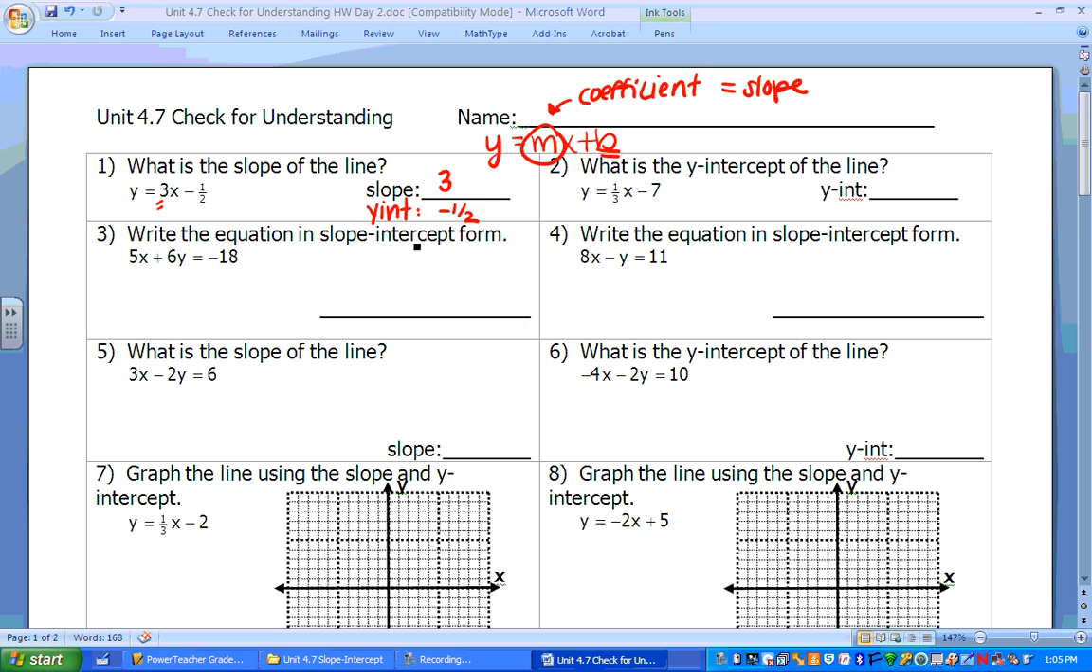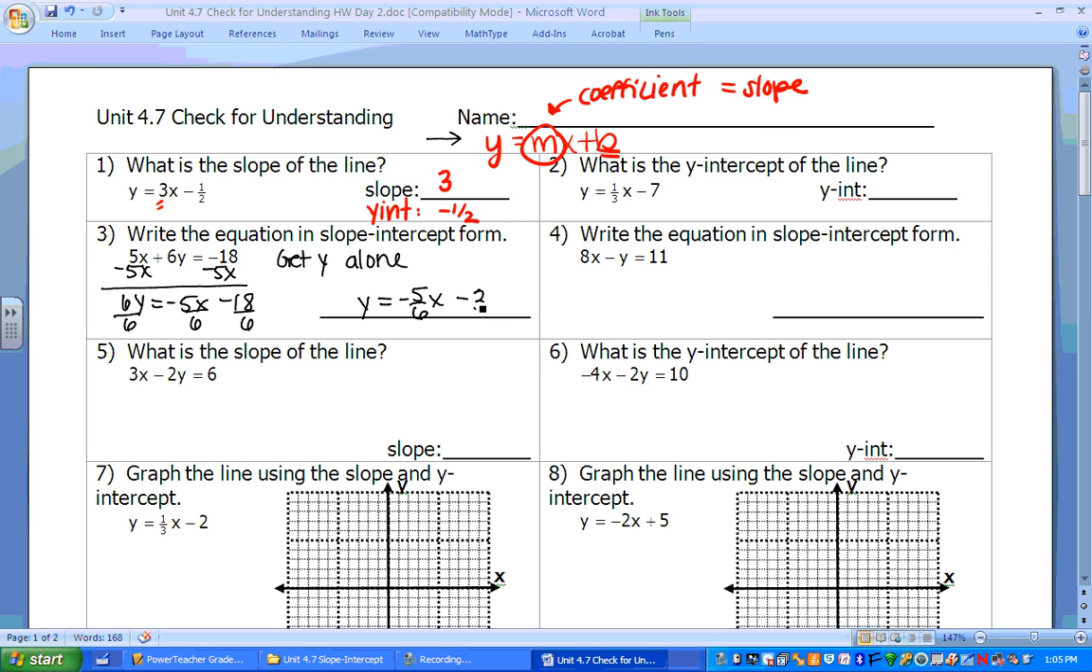If we want slope-intercept form, again, this is slope-intercept form, get y alone. We want to subtract 5x from both sides. 6y equals negative 5x minus 18. Divide each term by 6. Your answer would be y equals negative 5/6x minus 3. The slope here would be negative 5/6, and the y-intercept would be negative 3.